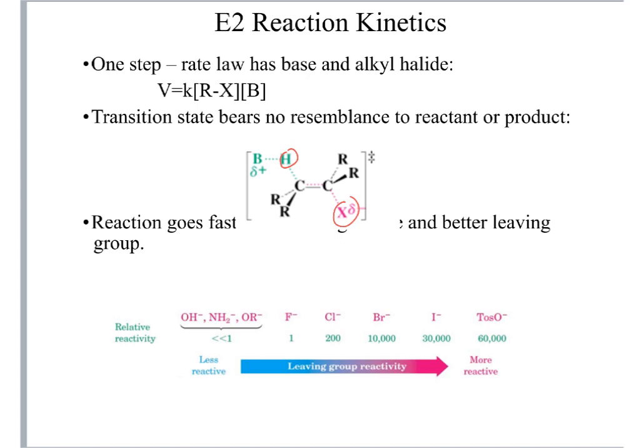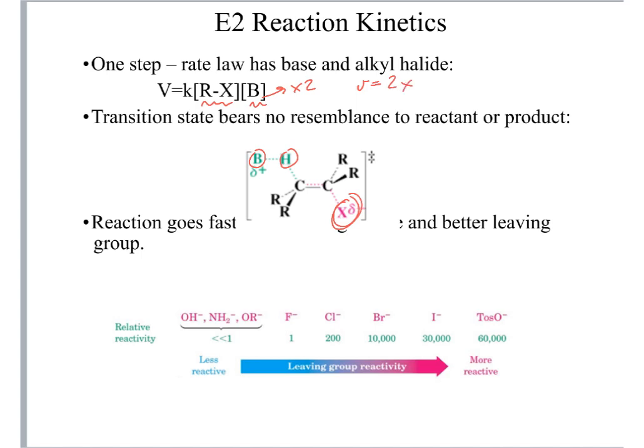separated by 180-degree dihedral angle. Since both base and the leaving group are involved in a rate determining step, and so one-step reaction, rate of the reaction that follows E2 pathway depends on the concentration of both the alkyl halide or tosylate and the base. So bimolecular reaction kinetics, and we can, for example, say that if we double the concentration of the base, the rate will also double.